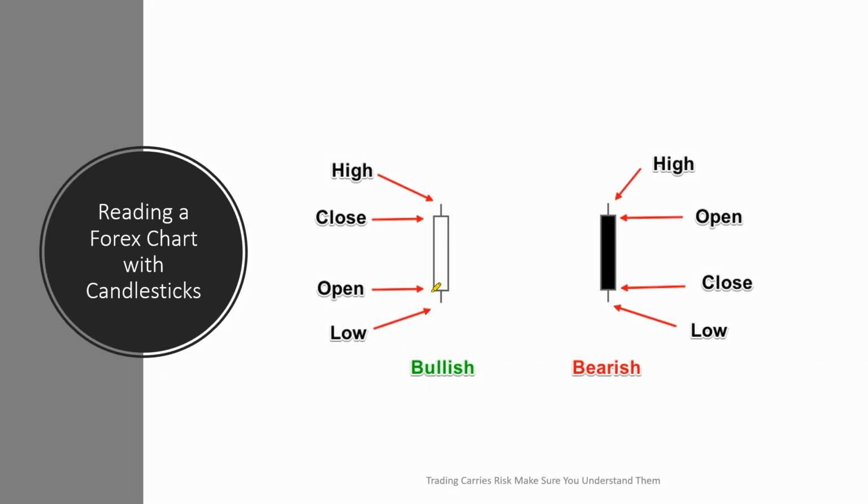So we put a dash across at the open of that 30-minute period. We put a dash across at the close of that 30-minute period. We put a dot at the highest level and a dot at the lowest level. We connect the dots to the dashes, and we connect the dashes to each other, and we formed what's called a candlestick.